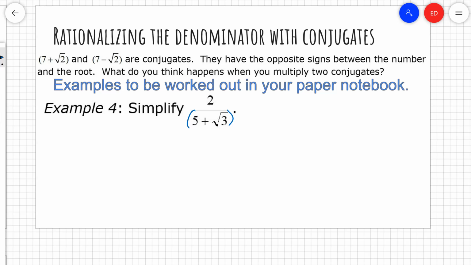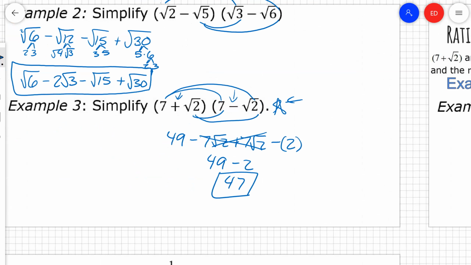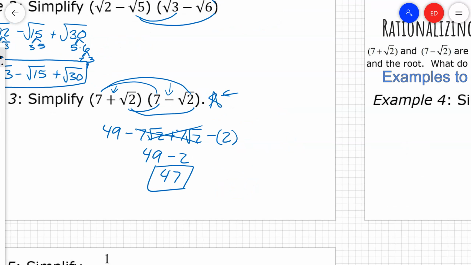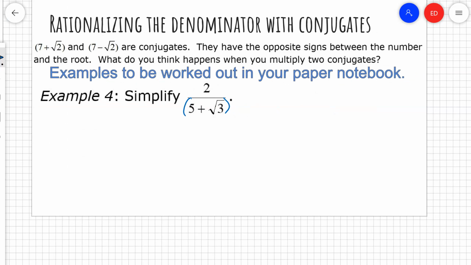Alright, so let's go ahead and go over these notes. So 7 plus the square root of 2 and 7 minus the square root of 2 are conjugates of each other. Each have the opposite signs between the numbers and the roots. What do you think happens when you multiply two conjugates? Well, we kind of talked about it, but those center terms cancel out and we're left with no more radicals, which is awesome because these radicals squared each other and simplified out. So over here, in order to get a radical out of the denominator, we're just simply going to multiply it by its conjugate.